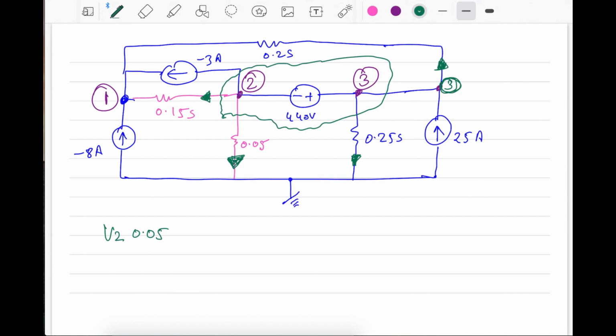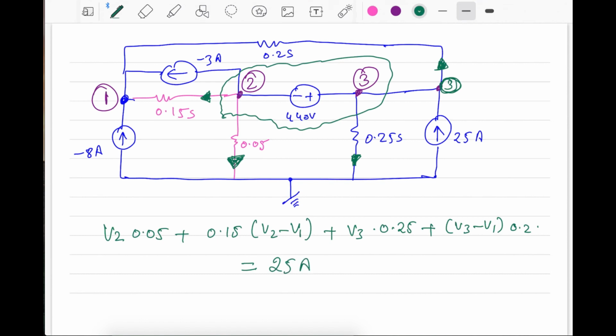So this is V2 into 0.05. Then you have 0.15 into V2 minus V1. Then we have V3 into 0.25, and then V3 minus V1 into 0.2, and that is equal to the current which is entering the node, so it's 25 amperes. So how many of you agree with this?